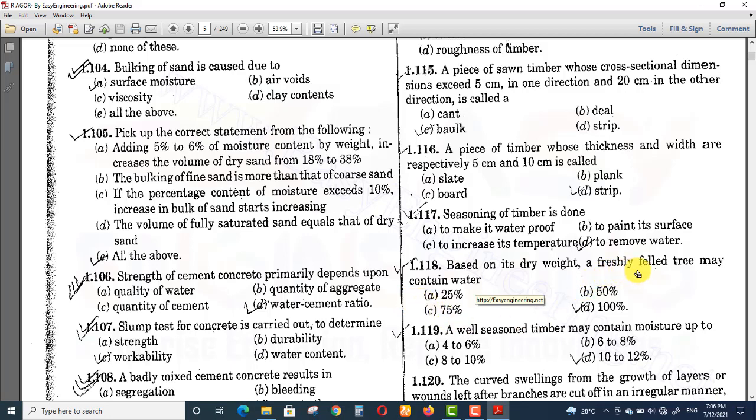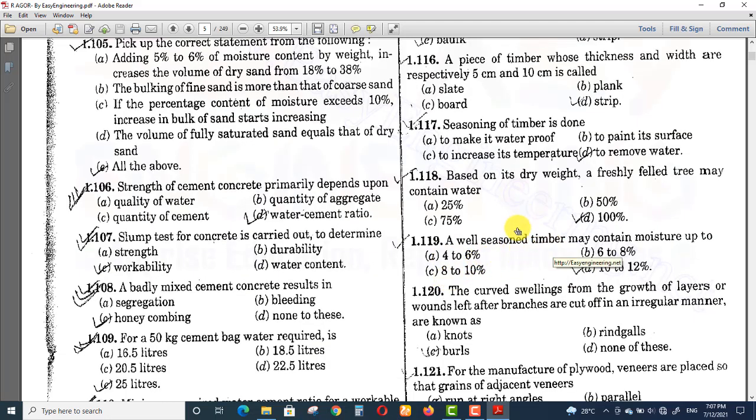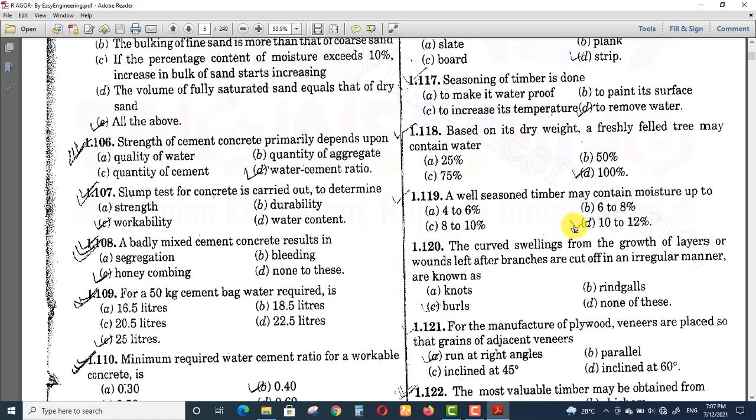Whenever a tree is freshly felled, it contains 100% moisture. A well-seasoned timber, as I discussed in the previous question, if you have done proper seasoning, then that timber contains 10 to 12% of moisture content. So for that, the right option is option D. 10 to 12% moisture content should be there in a properly seasoned timber.